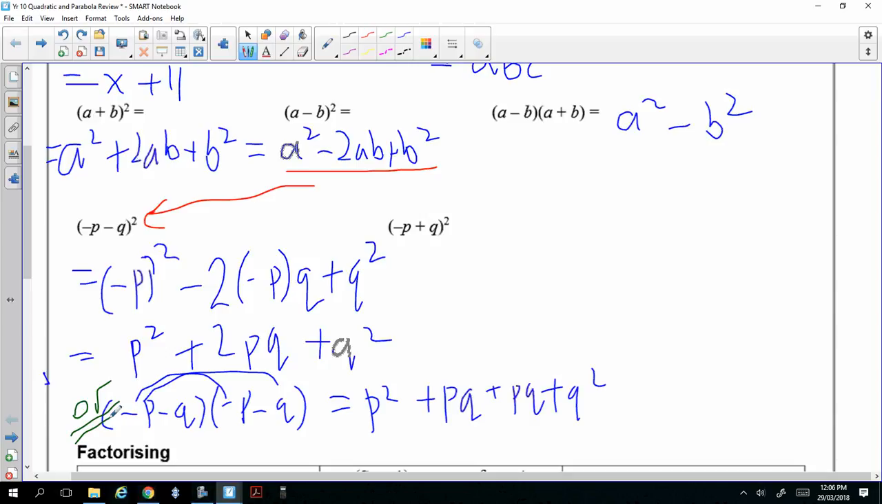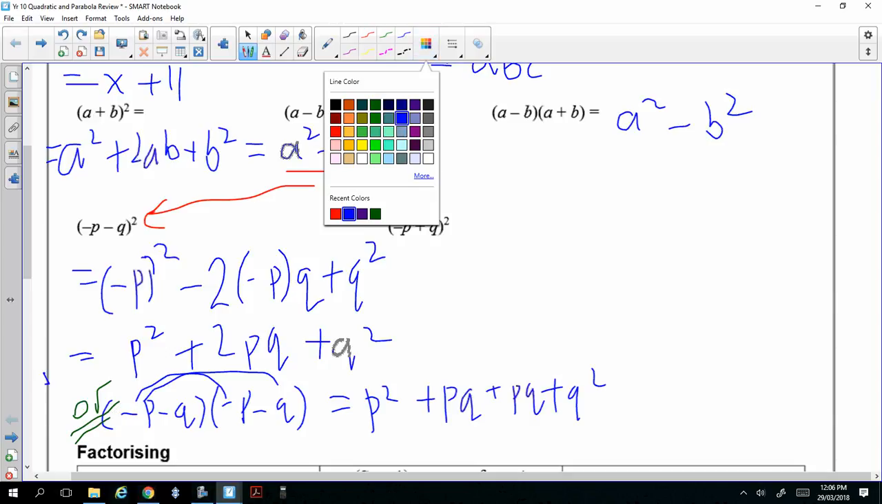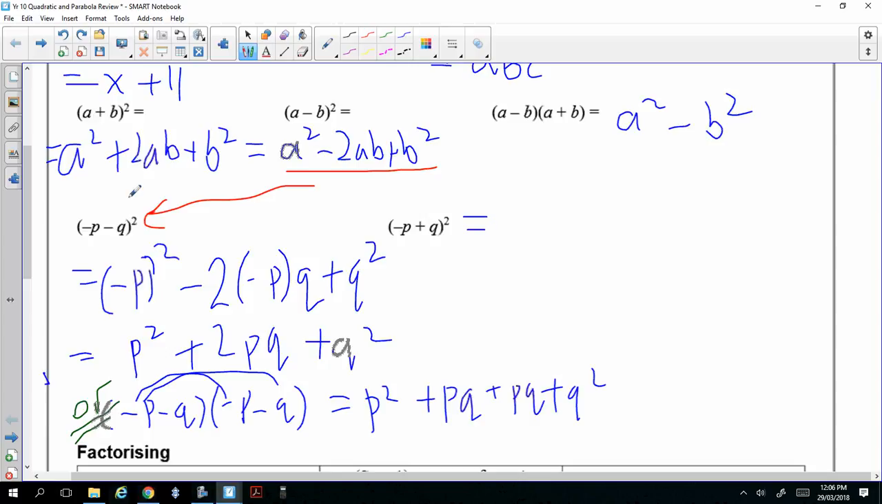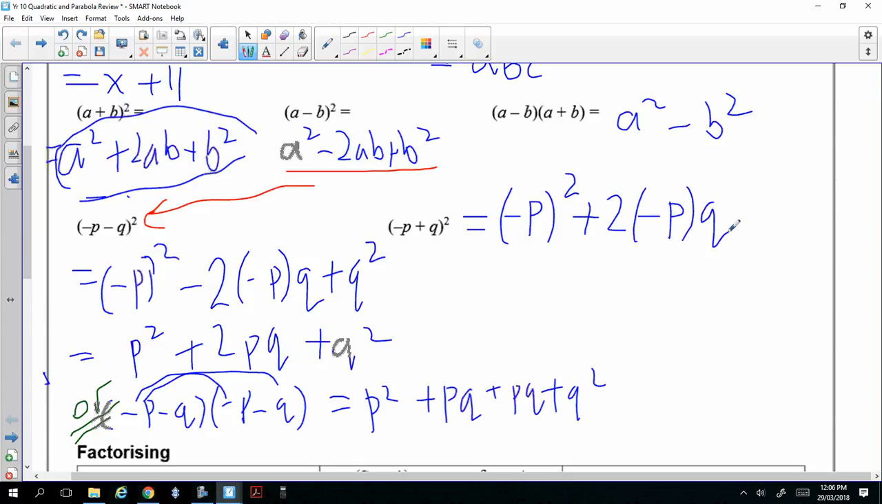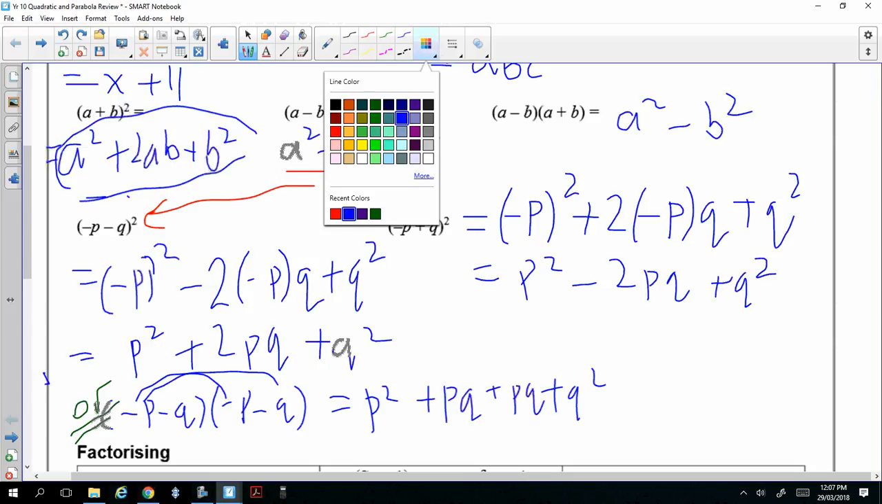What would you do for the next one? You can still use the formula. Use this one to do it. So how do I use this one to do it? So you go negative p squared plus 2 negative pq. Right? Your a is negative p plus q squared. And then you get p squared minus 2pq plus q squared. So that one uses this one. Okay?